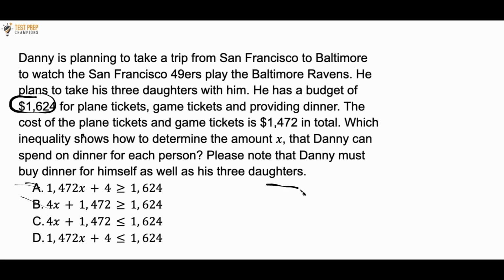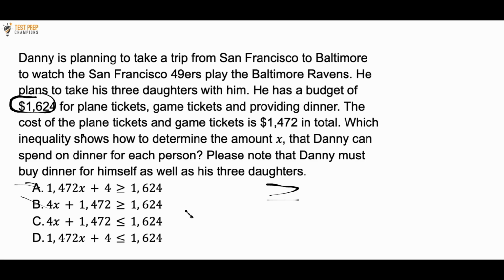And the reason is because they have greater than or equal to signs, right? So we have a greater than or equal to sign in A and a greater than or equal to sign in B. And like I just said, when we add up the amount that he's spending on plane and game tickets and the amount he's spending on dinner, we don't want to go over 1,624. So the greater than or equal to signs tell us to take out A and B.